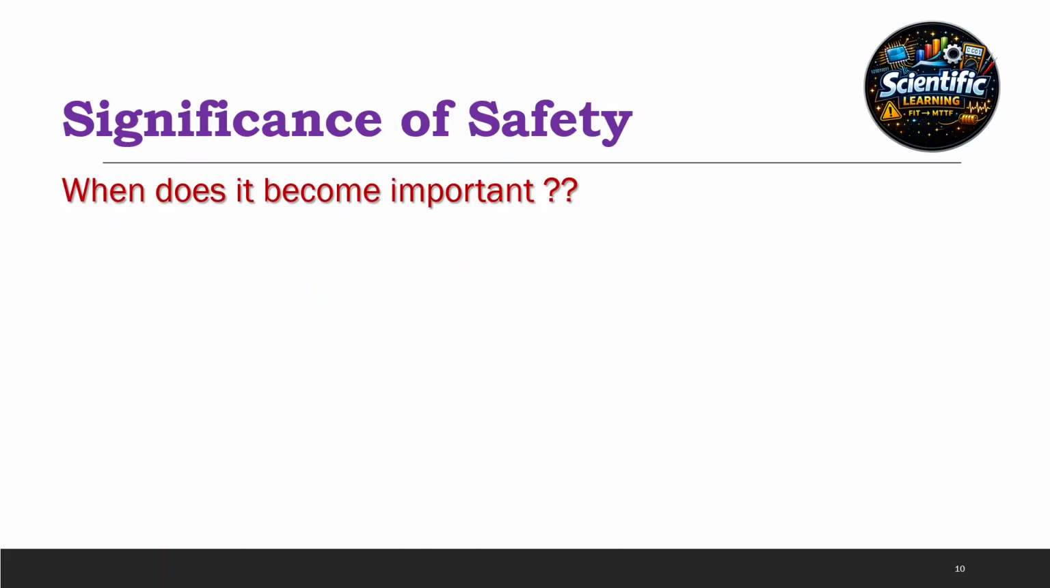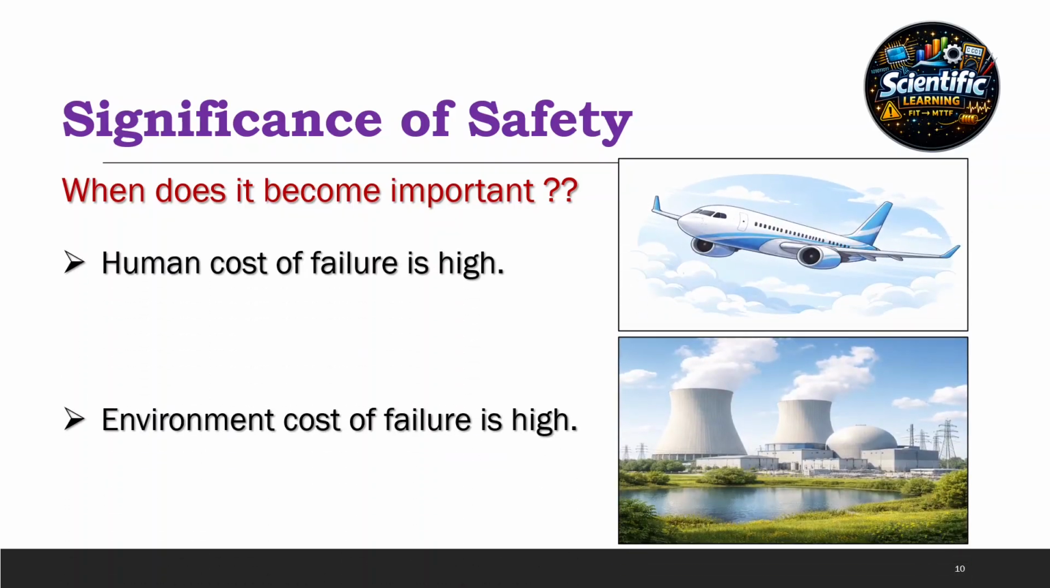Therefore, when does safety become important? Again, when the human cost of failure is high, as we saw, it could be airplanes, ships, etc. failing. There have to be safety measures. When the environmental cost of failure is high, that is, accidents in a nuclear power plant, if safety actions are not employed, it can cause huge damage to lives and environment. These are some scenarios where implementing safety features in the system become very important.